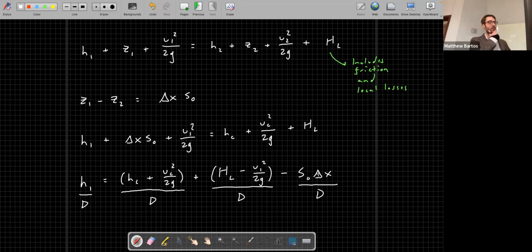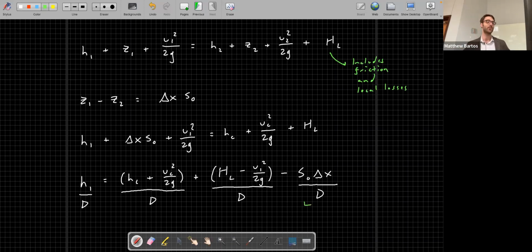Okay, so let's see, what here do we know and what do we not know? We can conceivably figure out what the critical depth and the critical velocity are. But we don't know what delta X is, and we definitely don't know what this term is here. So we're going to need to employ some empirical approximations.